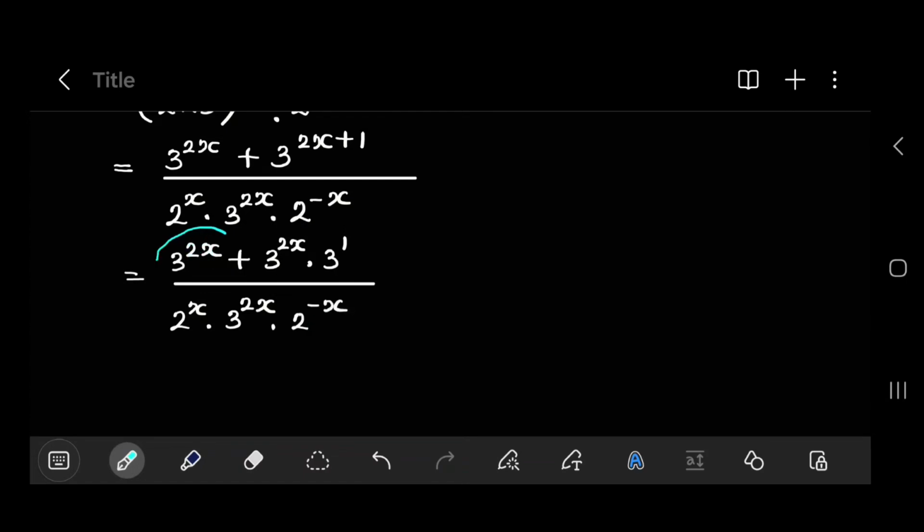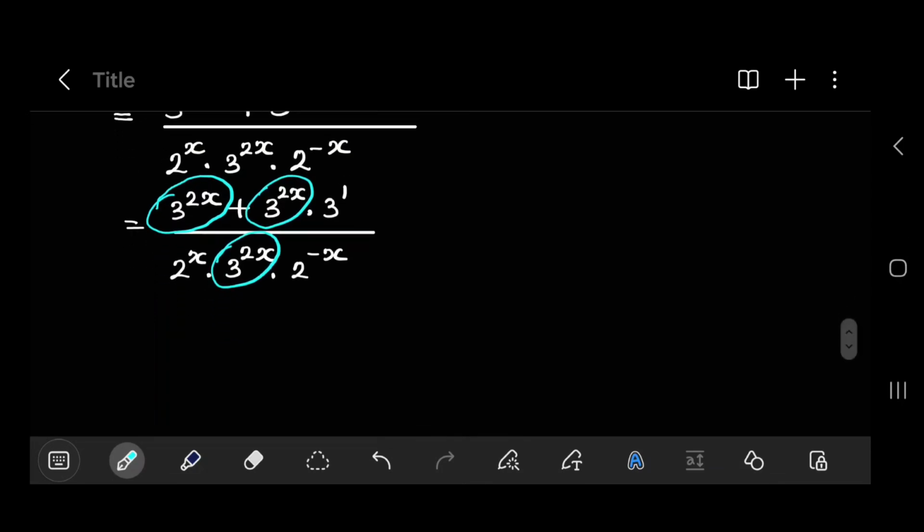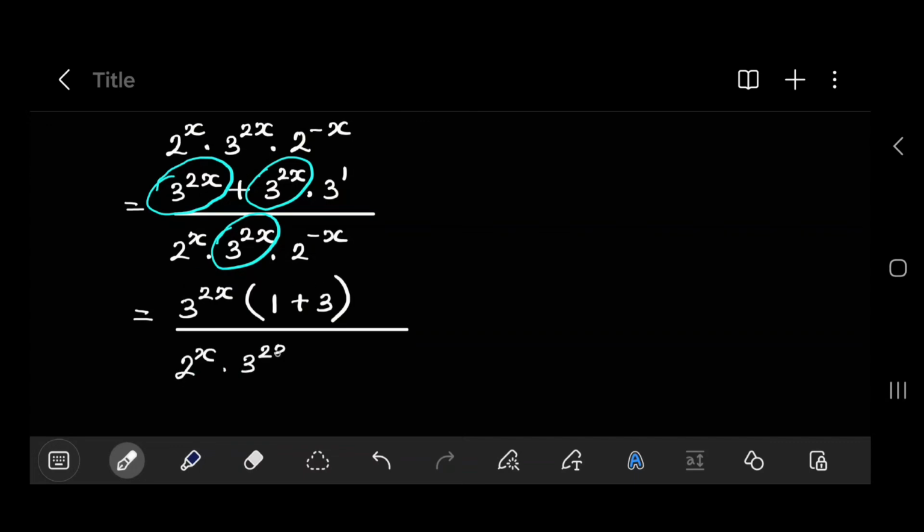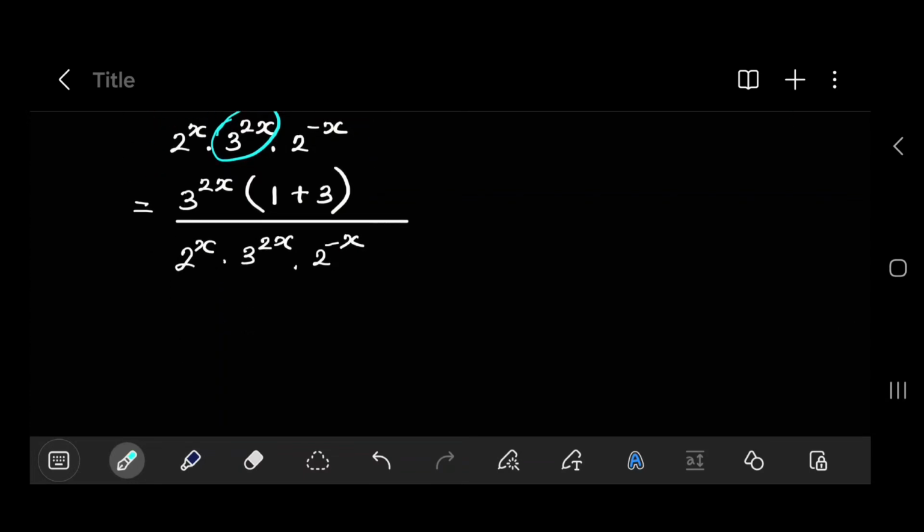Now by doing this, you can clearly see that 3 to the power 2x is common in all of your terms. So let's pull that out as a common factor. We're taking out 3 to the power 2x. In the first term, we'll be left with 1. In the second term, we're left with 3. At the bottom, we don't actually have to factorize since it's all one term. There's no plus or minus in between. So we can leave it like that and it would still cancel out, which is what we do next, right? So we cancel them out.